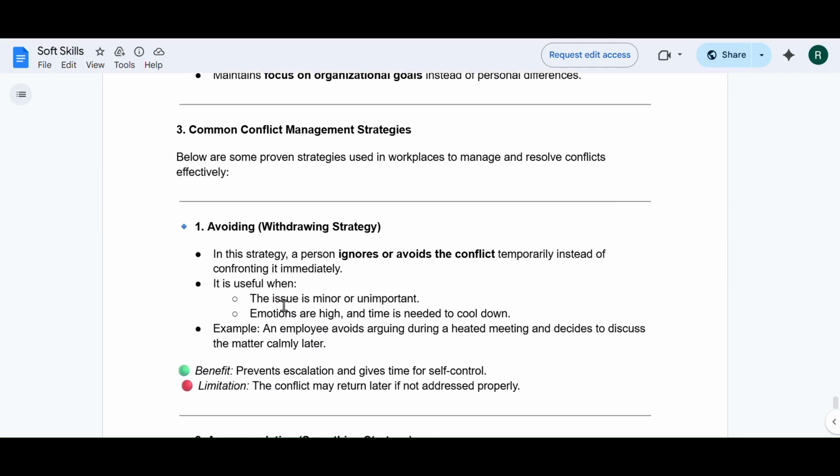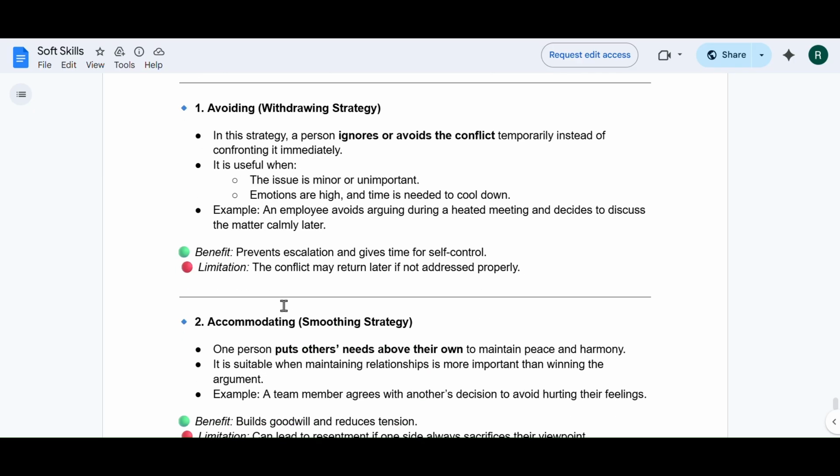So let us know what the important strategies are. First, the avoiding or withdrawing strategy. Avoiding is a technique that helps when there is a simple or very small problem. Instead of reacting, we can just ignore it, or we can avoid that conflict temporarily. We should not give more interest or stress to that specific small topic. This is called the withdrawing or avoiding strategy.